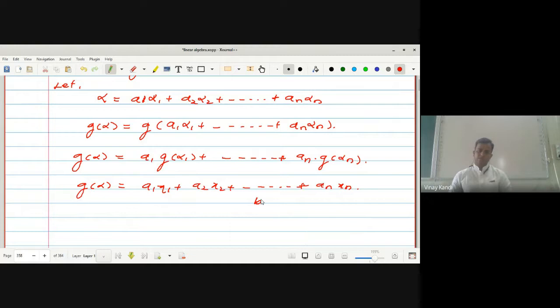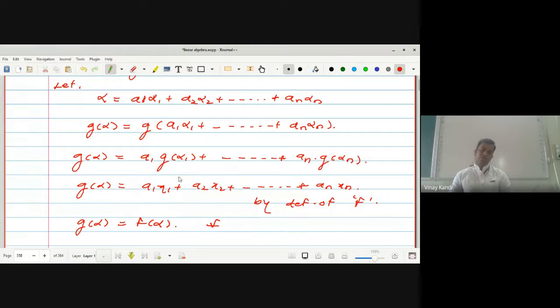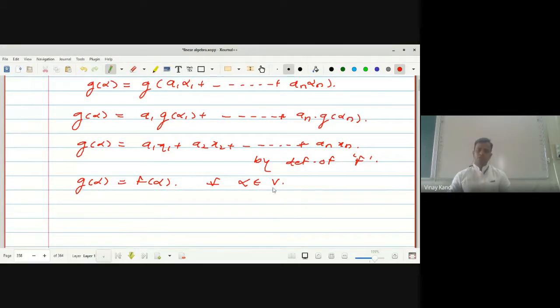By the definition of small f, this is g of alpha. What is the right hand side? f of alpha, for any arbitrary element alpha from V. So this is true for any alpha belonging to V. So g of alpha is equal to f of alpha for all alpha belonging to V. If two functions are equal on all of V, then g is equal to f on V.